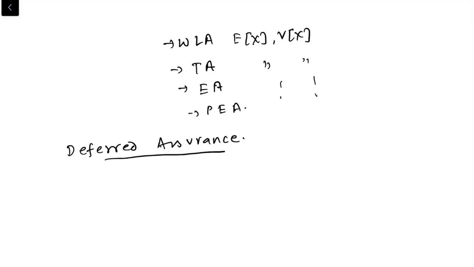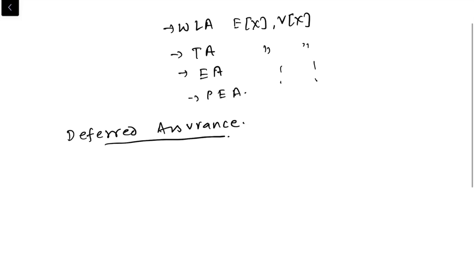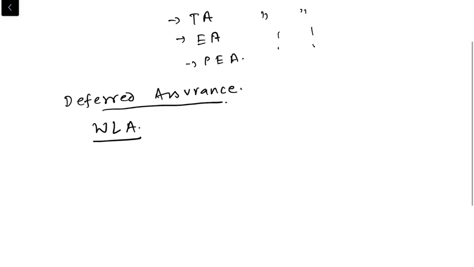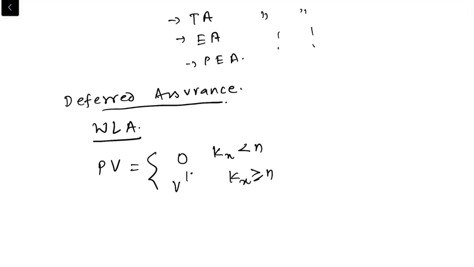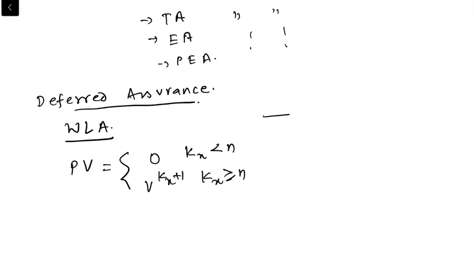Now, this is not a completely different type of assurance, but just a concept that we should learn. So let's take an example of whole life assurance, deferred whole life assurance. The present value of deferred whole life assurance is 0 when kx is less than n, and when kx is greater than or equal to n, it is v to the power kx plus 1. If you do not remember what whole life is, let me help you recall. Suppose you buy the policy at age x. From here, your whole life will be assured.